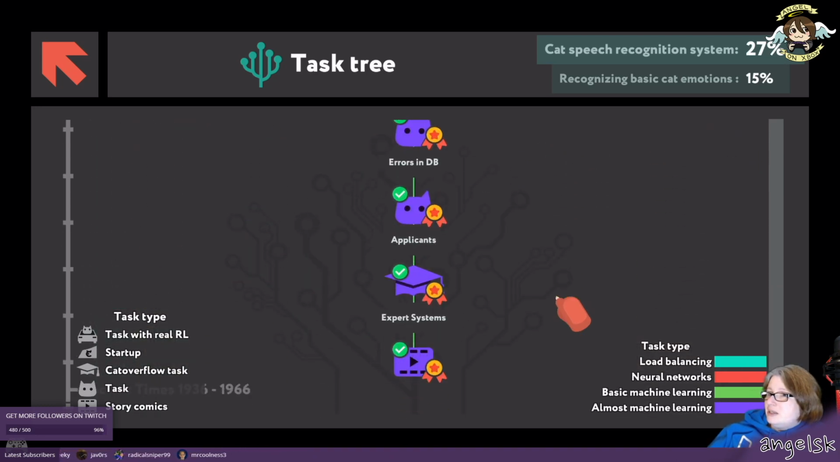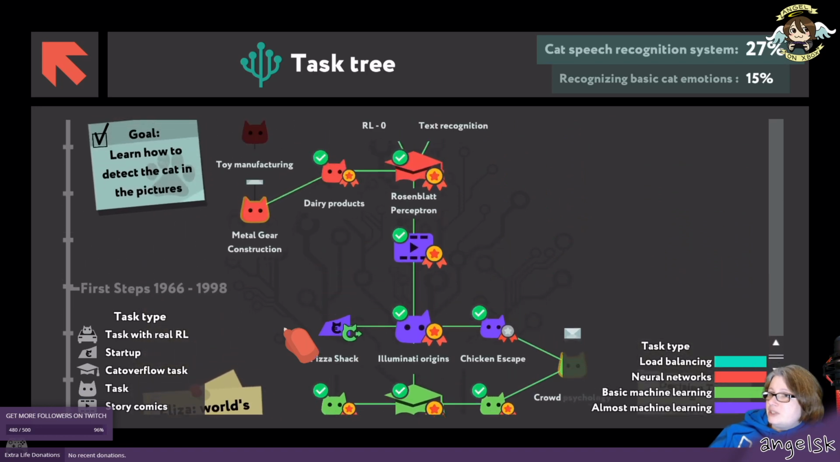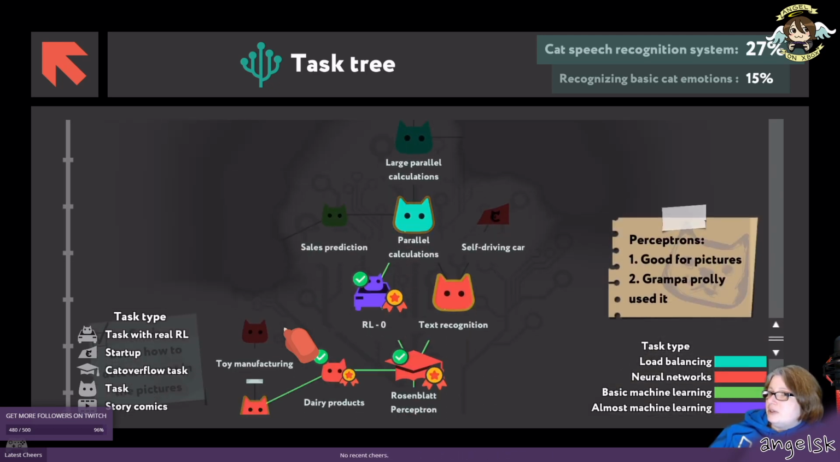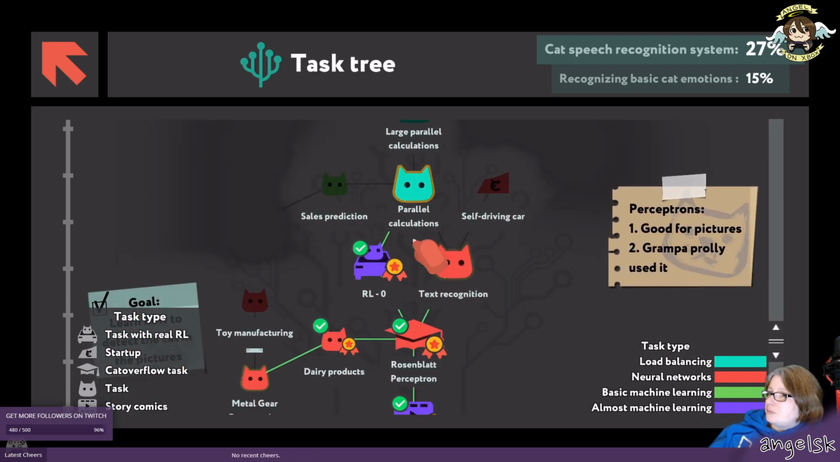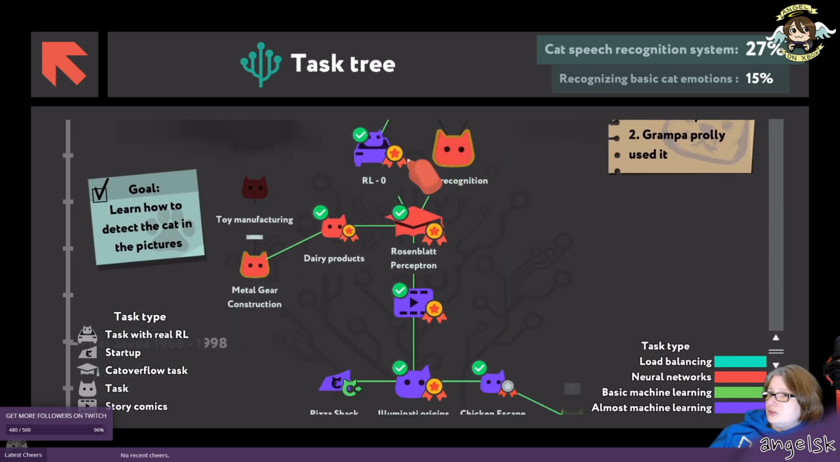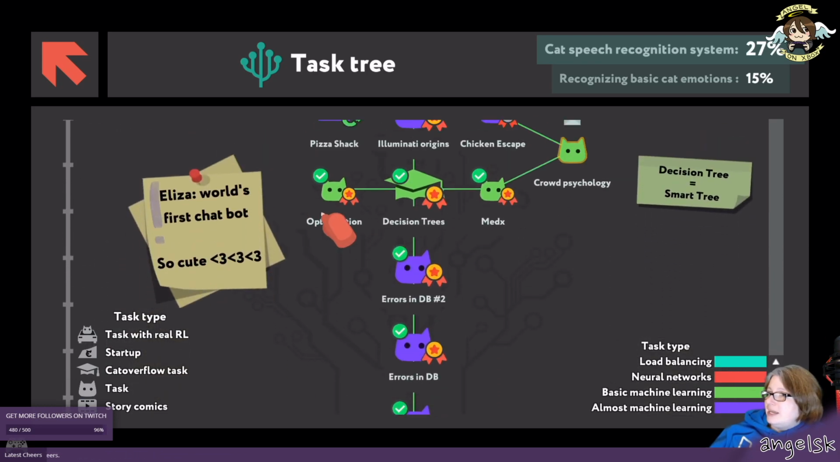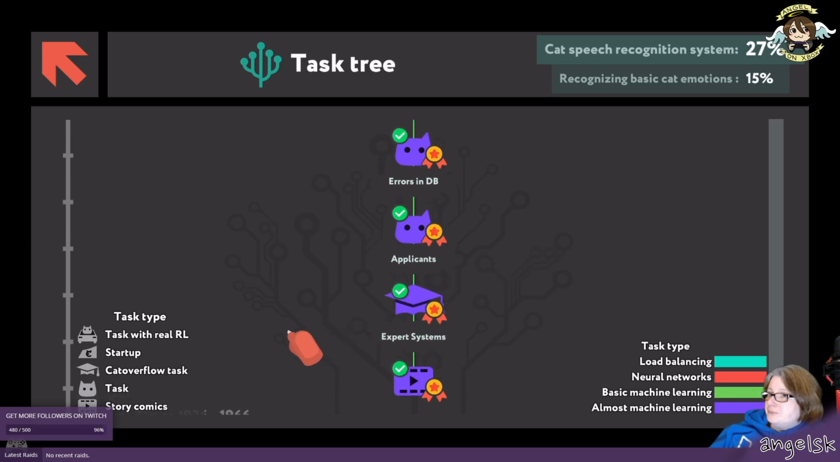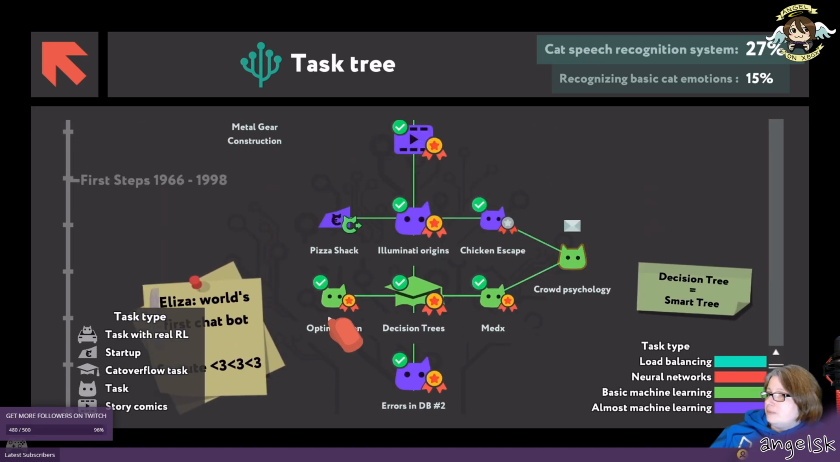There's a history timeline on this side. So we've got the early times from 1936 to 1966, first steps which we passed. Then we come up here. There's a ton of stuff. Okay, so we passed the early years. Now we're in first steps. So it'll reveal them as we go up. We've learned about perceptrons, how to detect the cat in a picture, learned about ELIZA, decision trees. And we've gotten gold medals so far on most of them.